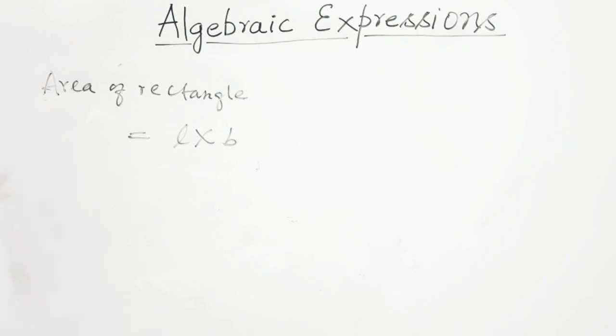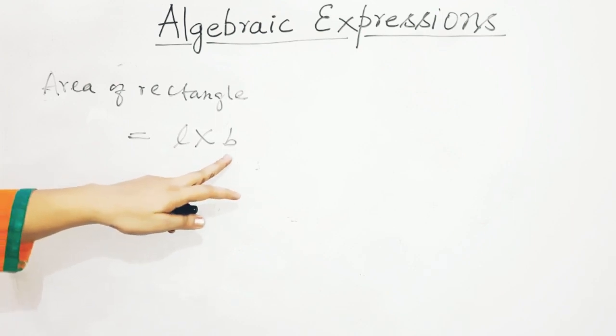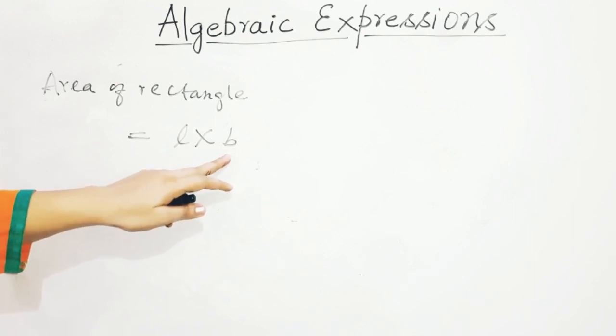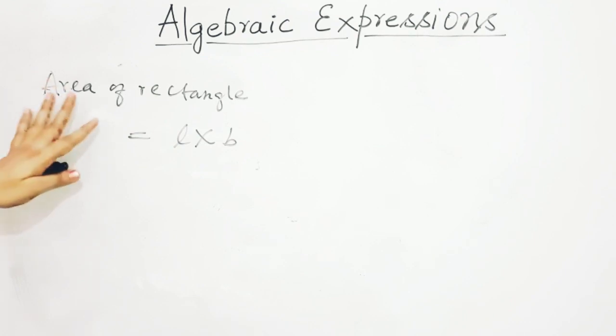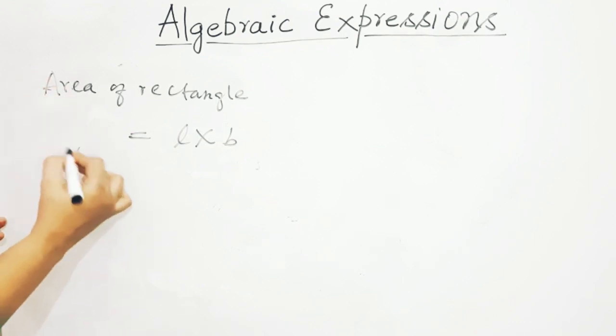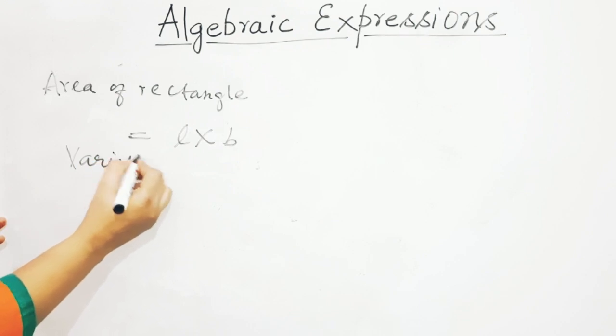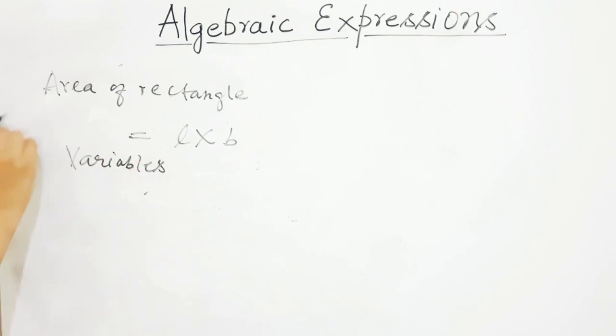क्या यहाँ पे कोई constant है? No. In area of rectangle, there is no constant. Why there is no constant in the formula of area of rectangle? Because the value of length and the value of breadth will be continuously changing as per the different size of rectangles, and the area will also be different. So there are no constant, only variables are there. सिर्फ variables हैं. That is why this formula is containing only variables.